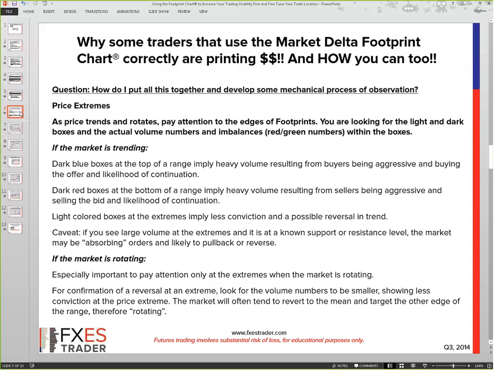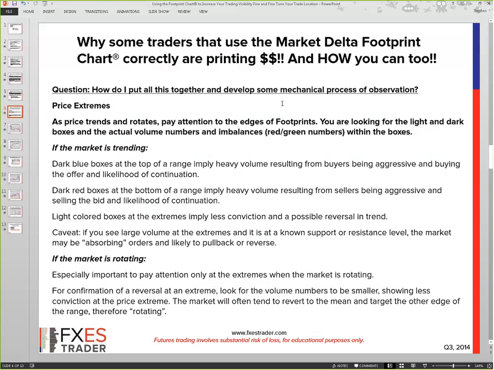So, most importantly, this is the question I get the most, okay? Steve, this is all great. How do I put all this together and develop some mechanical process of observation? So price extremes, this is the first one.